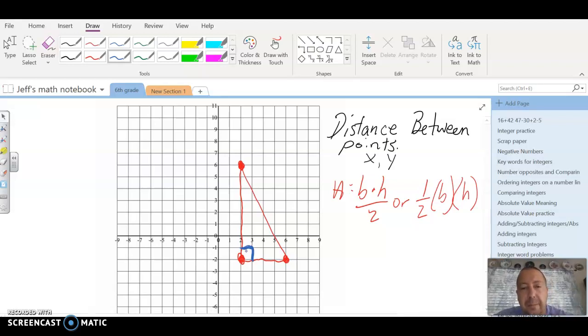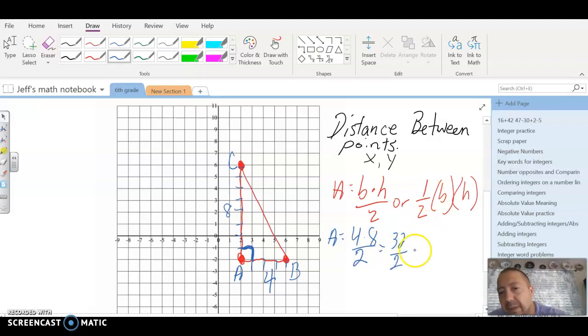base and the height. So if I call this A, B, and C, the distance between A and B would be 1, 2, 3, 4. The distance between A and C, 1, 2, 3, 4, 5, 6, 7, 8. And I plug them into my equation, and I say A equals 4 times 8 divided by 2, which is 32 divided by 2, which is 16 units squared.